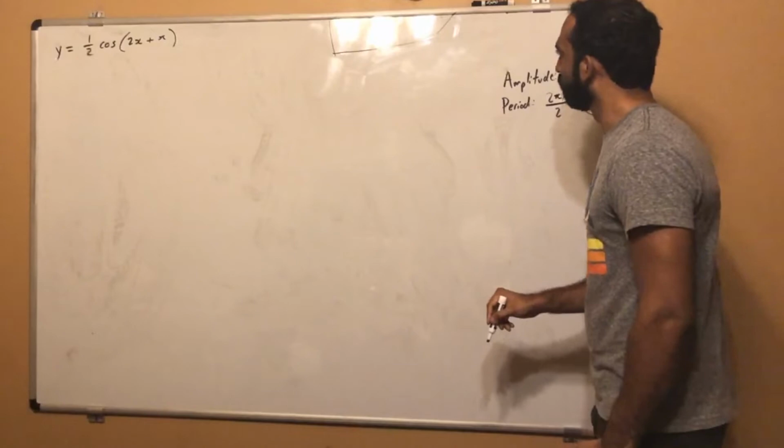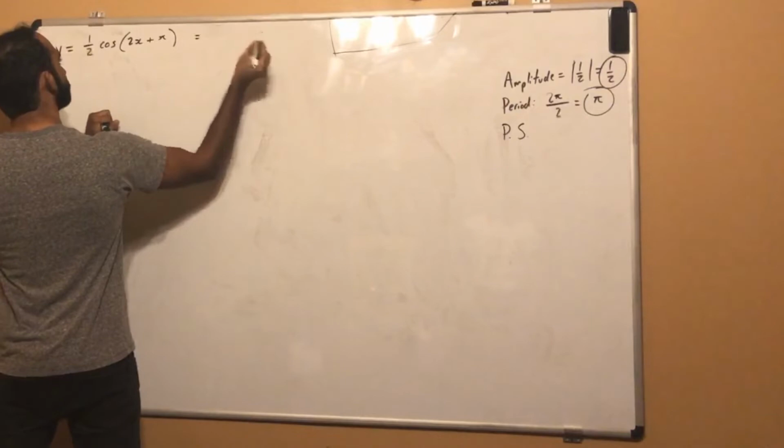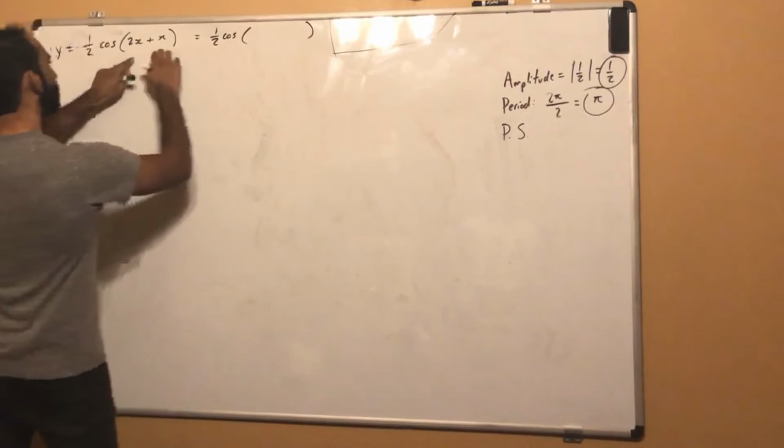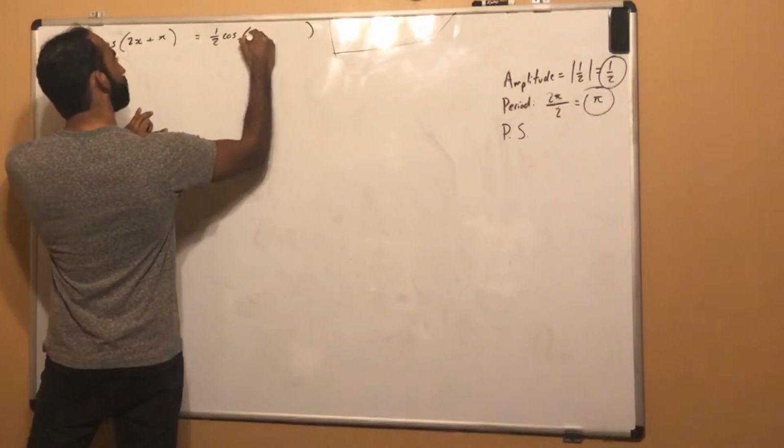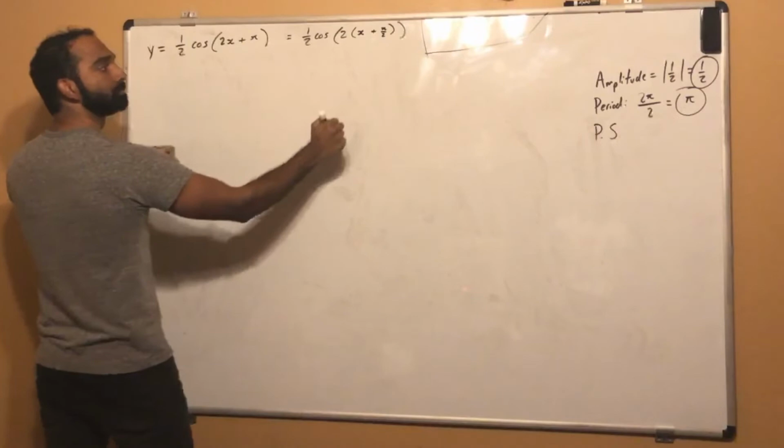All right. What about my phase shift, my horizontal shift? For this, you might have to rewrite this. Like so: 1/2 cosine. And what do I do to these first two terms? You factor out a 2. So it's 2 times x plus pi over 2. But then what do I have to do with the plus sign in there?